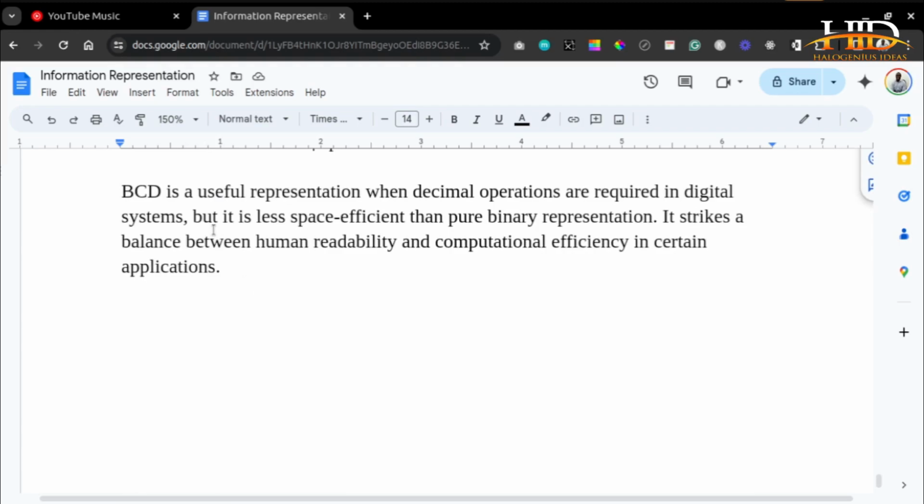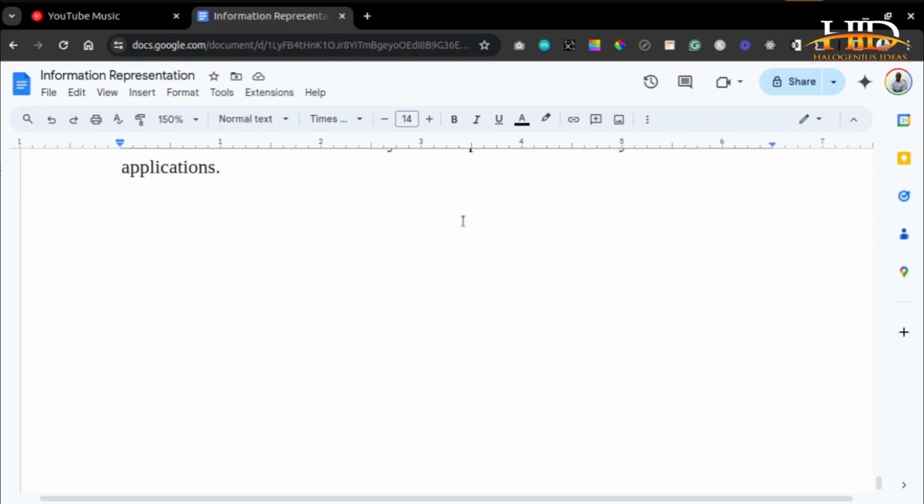So binary coded decimal is a very useful representation when decimal operations are required in digital systems, but it is less space efficient than pure binary representation. It strikes a balance between human readability and computational efficiency in certain applications.